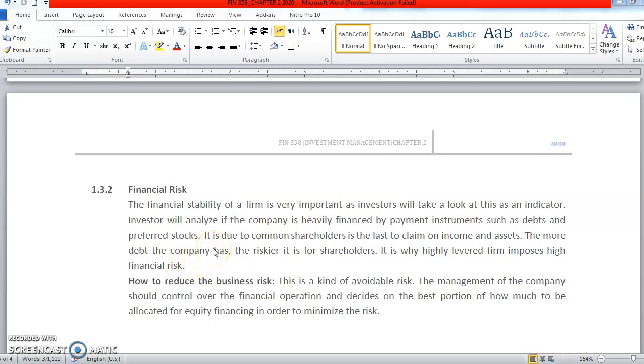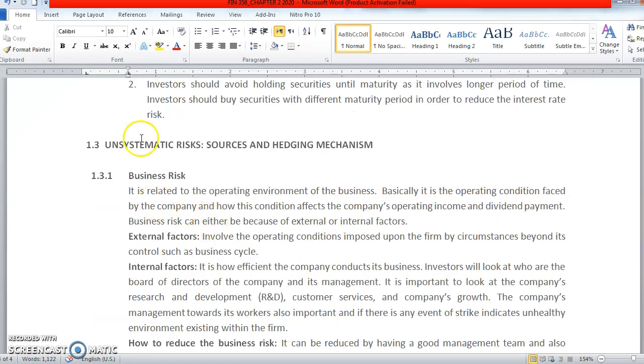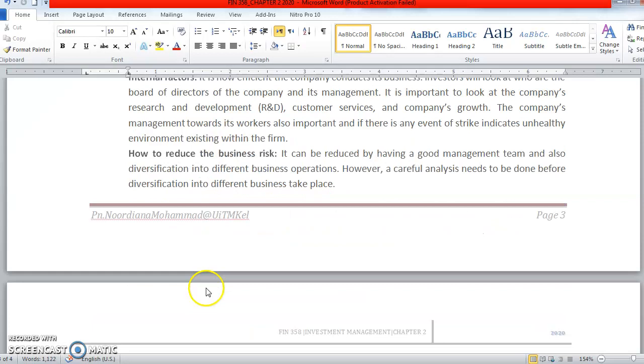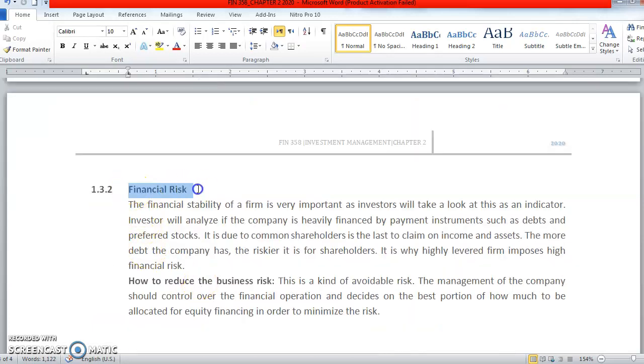Hi, we continue our part 3, chapter 2. Just a little bit on financial risk, which is one of the sources of unsystematic risk. Okay, for this one, right? So we have business risk, and the second one is financial risk.